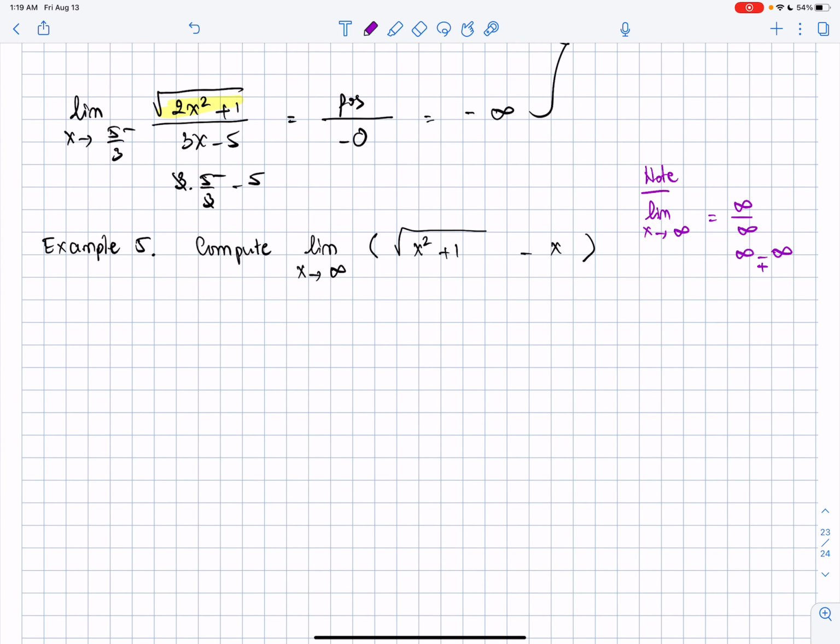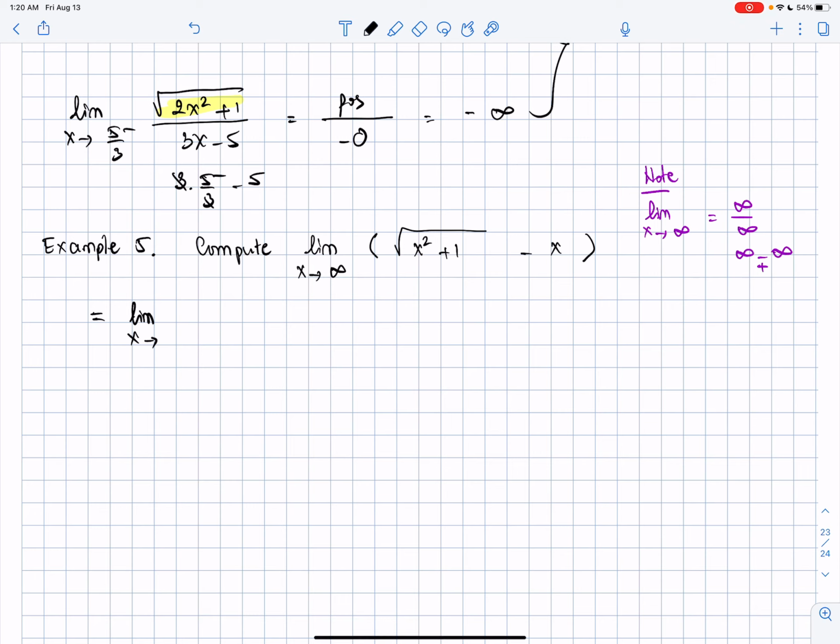Then we need to manipulate our function. We use some algebra to do that, because we cannot leave infinity divided by infinity, or infinity minus or plus infinity. So now let's fix our problem.